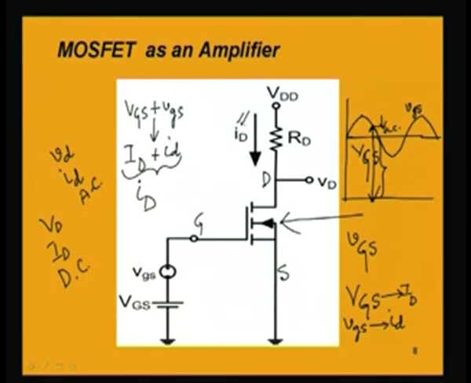Now, when we want to do amplification, that means if we have a small signal here, at the drain end we will have to get an amplified signal. The voltage at the drain end with respect to ground is small v capital D. By that also we mean the instantaneous voltage, which is a combination of both DC and AC.